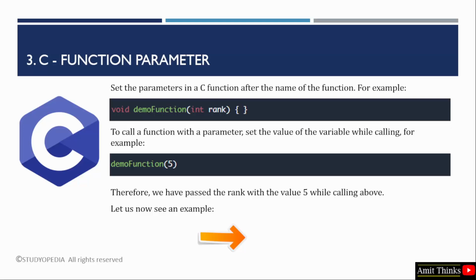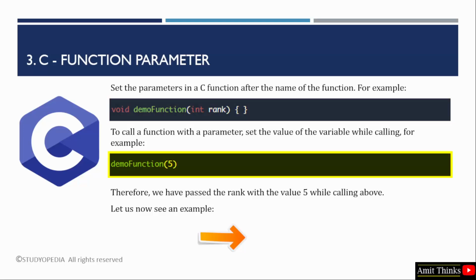Now you would be wondering, what is a parameter? Function parameters in C are variables that are used to pass information into functions. They allow you to give input to a function so it can perform tasks based on those inputs. When you declare a function, you specify its parameters within the parentheses like shown here. Here our parameter is rank, and it is represented by a data type and a variable name. So the data type is integer and the variable name is rank.